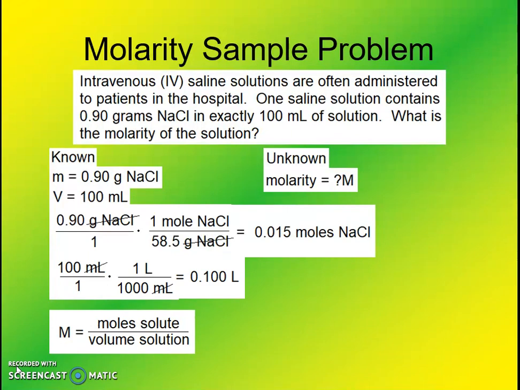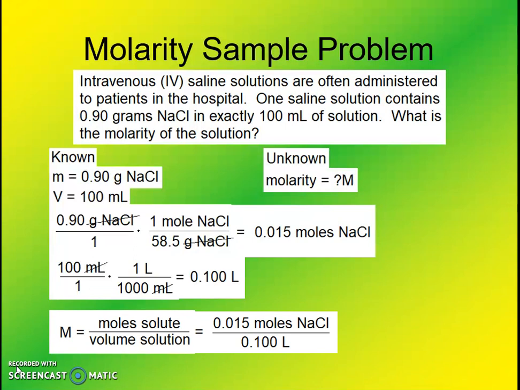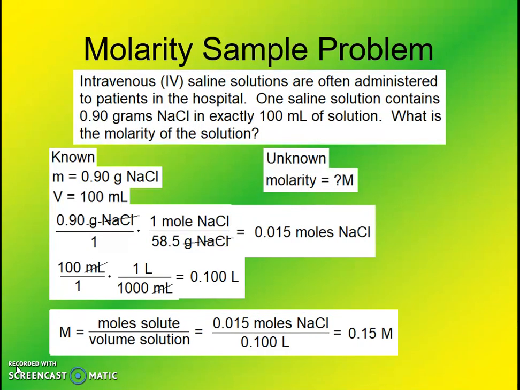So now I have the units I need. I can now substitute those into my equation, and my equation is already solved for molarity, so I don't have to do any manipulation of my equation. So I take that 0.015 moles of sodium chloride divided by the 0.1 liters of solution, and I find there to be a concentration of 0.15 molar solution, or a 0.15 molarity.